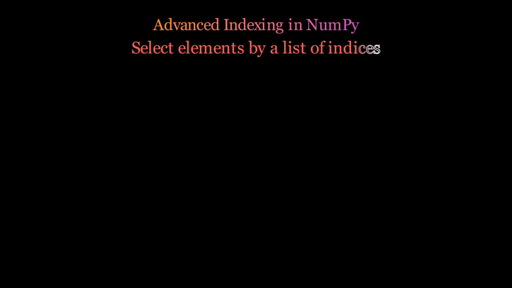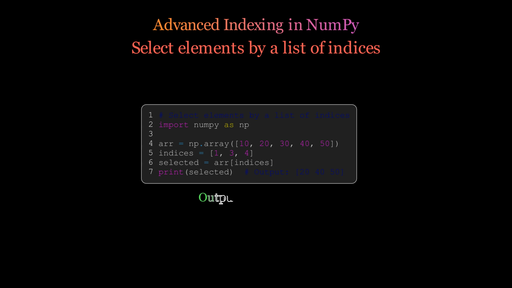NumPy allows selecting multiple elements at once using a list of indices. This is more efficient than looping through indices individually. We'll select elements at positions 1, 3, and 4 from the array 10, 20, 30, 40, 50. Selecting indices 1, 3, 4 gives us 20, 40, 50. This direct indexing is fundamental for extracting specific values without modifying the original array.